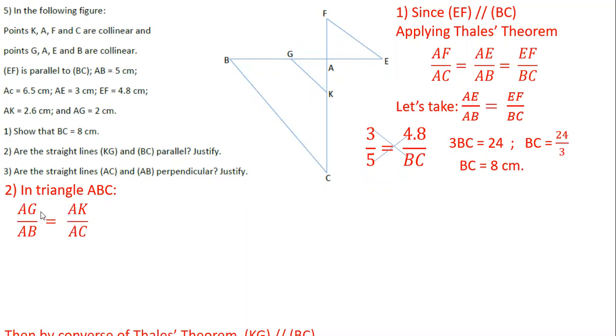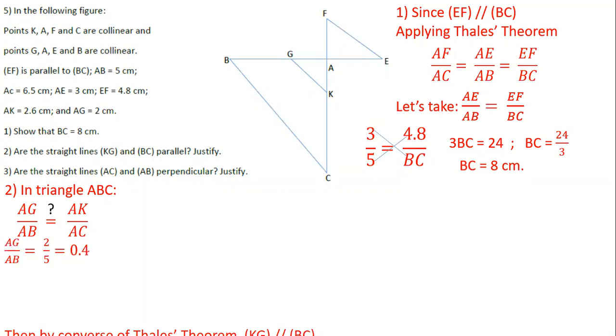Now, by given we have AG, right? We have AB, right? Okay, let me see in the givens. AG is 2 centimeters. And AB is 5 centimeters. AK is 2.6 centimeters. And AC is 6.5 centimeters. So we should prove if these two ratios are equal, then the lines would be parallel.